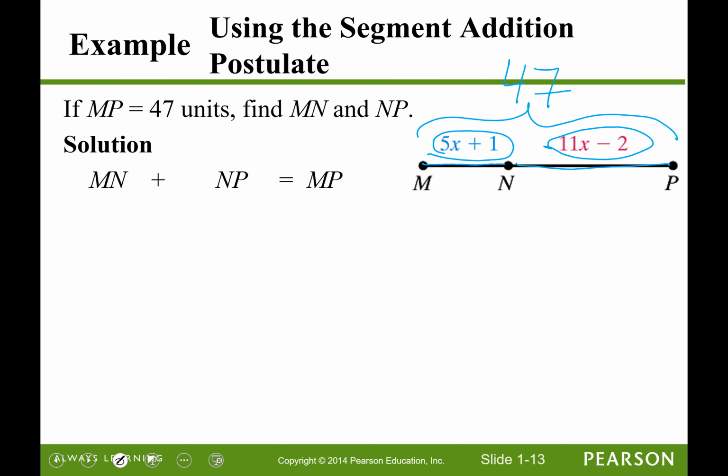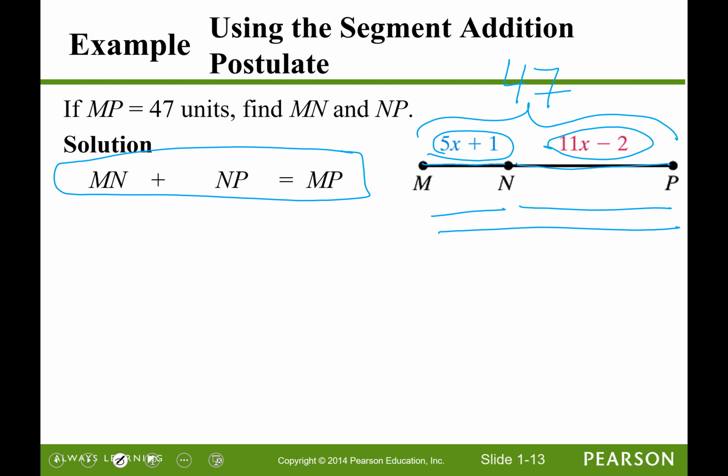So the segment addition postulate is going to set us up for writing that equation. The segment addition postulate says that the length of MN plus the length of NP is equal to the length of MP. So now let's substitute those algebraic expressions and the 47 into our equation. So MN is 5x plus 1, and we have a plus sign. NP is 11x minus 2, then we have an equal sign, and MP is 47.